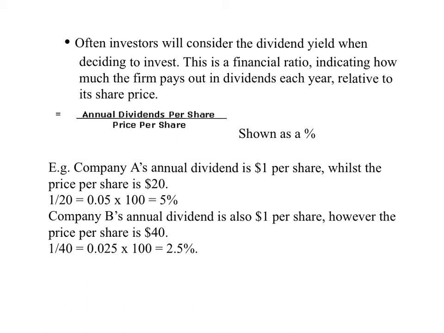So imagine you've got an investor that is deciding whether to invest into company A or into company B. They've seen that annual dividends for company A is $1 per share, whilst the price per share is $20. They look at the dividend yield annually at 5%, but company B is again also $1 per share. However, the price per share is $40. So what you'd find is the dividend yield on that is 2.5%.